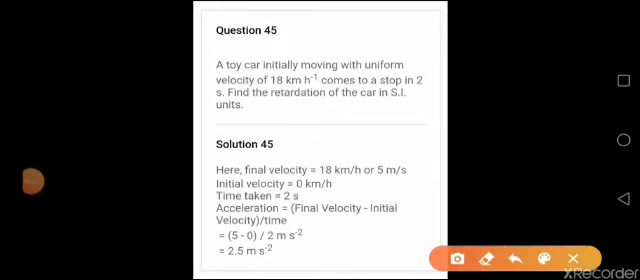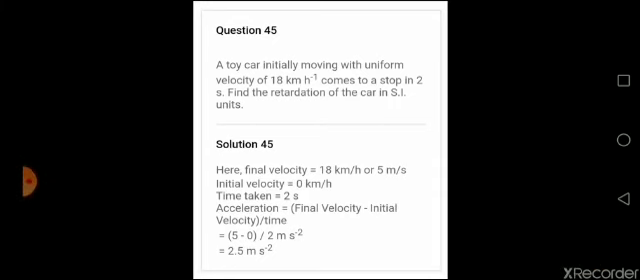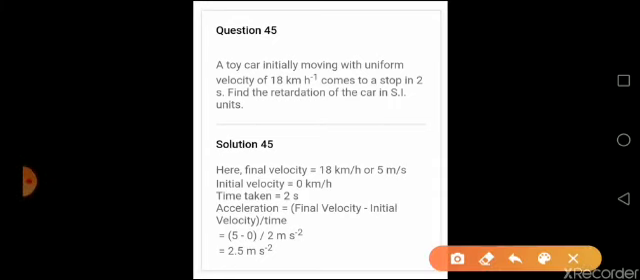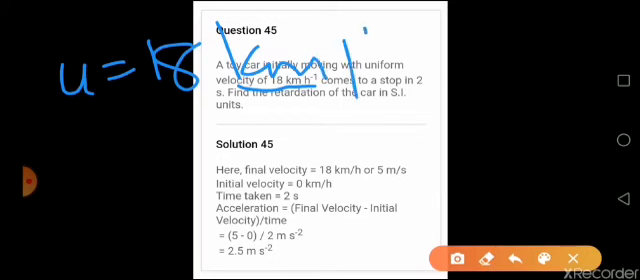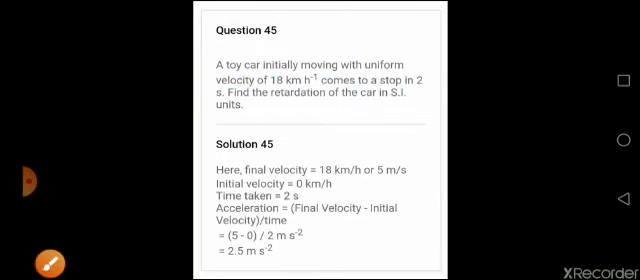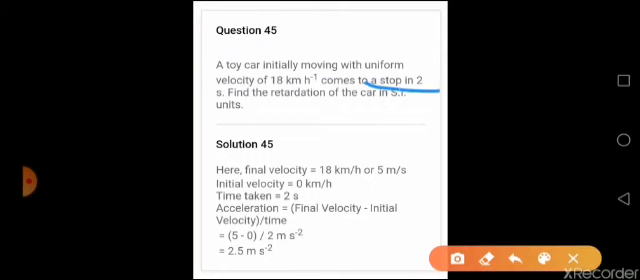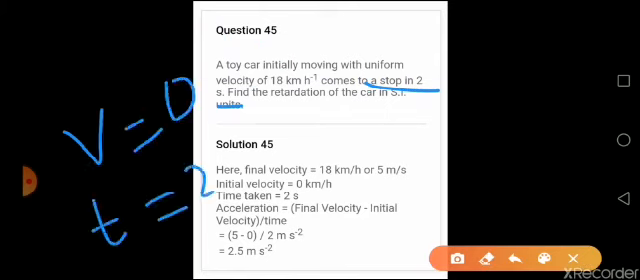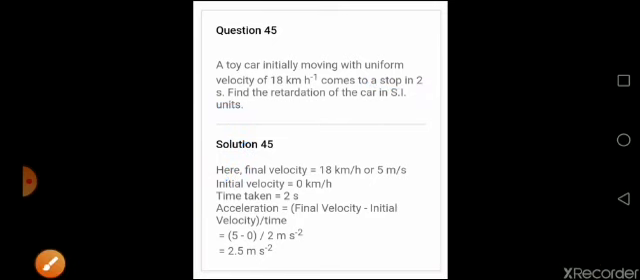Now let us see question number 12, right? This is question number 12. Now when you read the question, see carefully. A toy car is moving with a uniform velocity of 18 km per hour, which means that initial velocity u is given to be 18 km per hour, right? Next, it comes to stop in 2 seconds. So since it comes to rest after some time, v will be equal to 0. Now, time is given, t is equal to 2 seconds, alright.